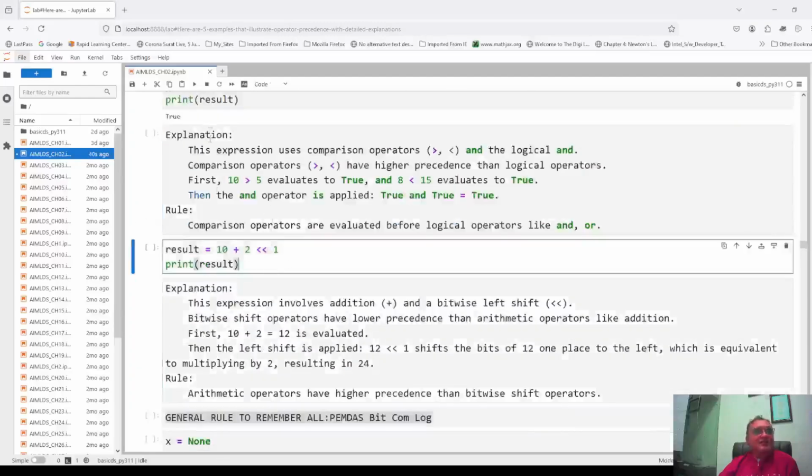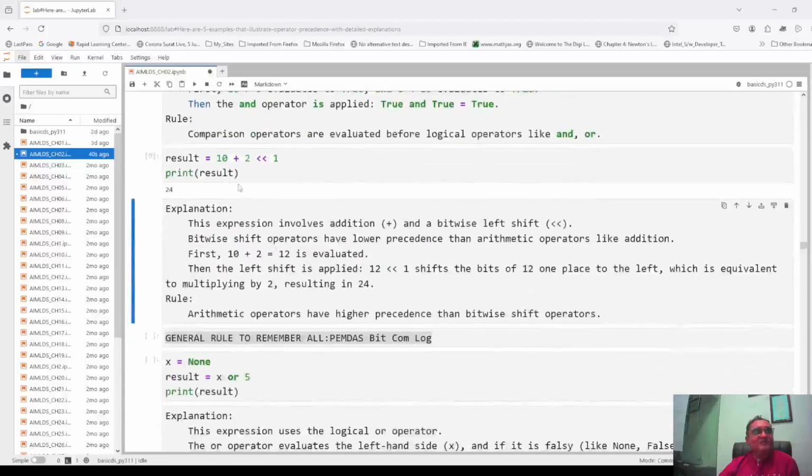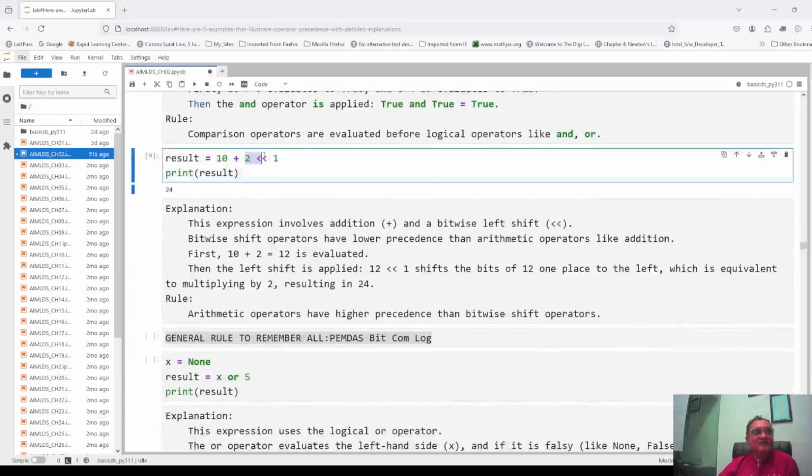Let us check if it is there or not. So 24. But the key point as far as precedence is concerned is whether you do this left shift first and then add 10 plus whatever number is obtained by left shifting, or whether you do 10 plus 2 first and then 12 is obtained and then you do this left shift. Okay, so operator precedence of plus is higher than bitwise left shift, therefore you will do 10 plus 2 first and 12 will be obtained, and then you will do left shift by 1.